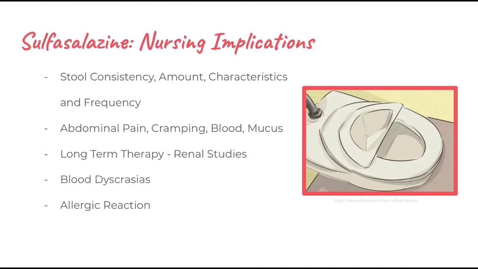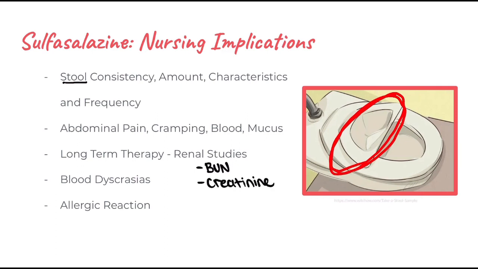While a patient is receiving sulfasalazine for ulcerative colitis, it is important for the nurse to consider certain implications, such as observing the patient's stool consistency, amount, characteristics, and frequency. It is also significant to monitor for abdominal pain, cramping, or any visible blood or mucus. For a patient receiving long-term treatment of sulfasalazine, the nurse should assess the patient's renal studies, such as blood urea nitrogen levels, creatinine levels, and a urinalysis.